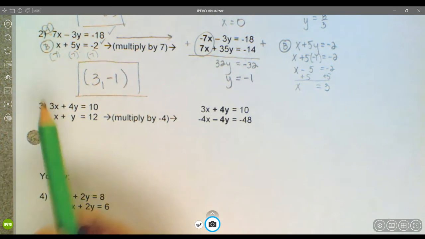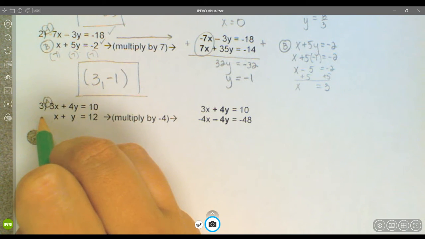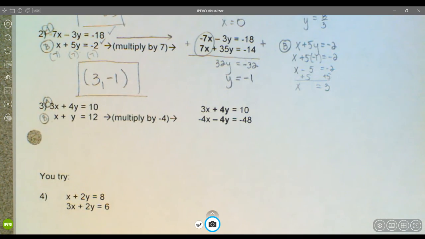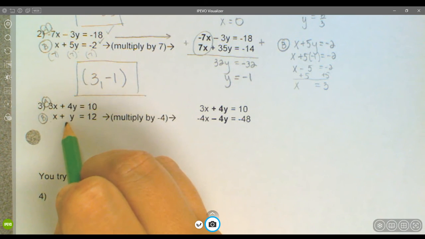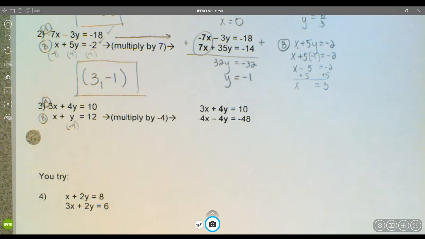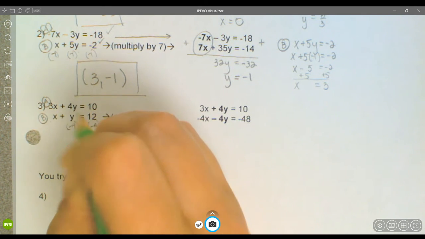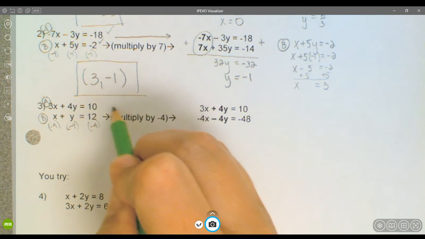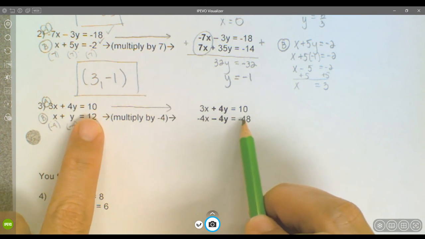So number 3, I can eliminate 3x with a negative 3x if I choose to do so. Or I can eliminate this 4y with negative 4y. And it looks like that's what I did. So in order to make this negative 4y, we have to multiply this term by negative 4. But then we have to multiply this term by negative 4 and that term by negative 4. So my top equation stays the same. 3x plus 4y equals 10.